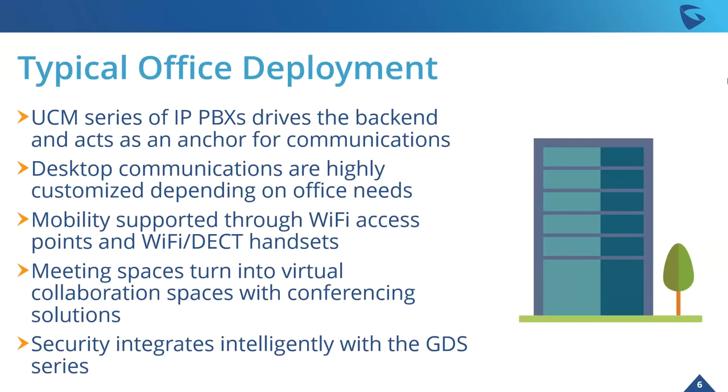So the first one we're going to jump into, and the one that I'm sure all of you have the most experience with, is office deployments. Your typical office deployment, what does it look like? Mainly when it comes to Grandstream, our UCM series of IP PBXs really drives the back end. This device acts as the anchor for the communications. It really maps out the entire communication network, and it's what you use to essentially create your full collaboration solution from scratch.